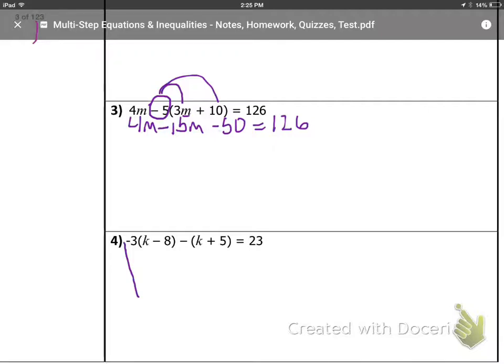Okay, I have like terms. I have 4M and negative 15M. So since I have two different signs, I'm going to subtract. 4 minus 15 is 11. And I'm going to keep the negative because the negative number is the largest number. So once I combine like terms, I copy everything else.